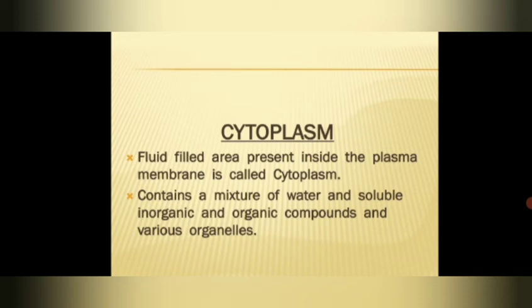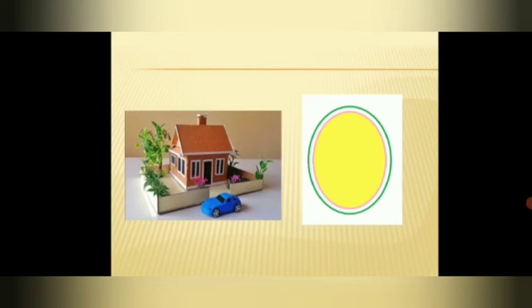Now let us compare a cell with a house. The outermost covering of the cell is the cell wall, which gives protection to the cell. If we take a house as an example, the outermost wall is a compound. So here you can see a compound. This is the cell wall. Inside this cell wall we have a plasma membrane, which is a semi-permeable or selectively permeable membrane. That means it allows only certain substances to move in and out of the cell.